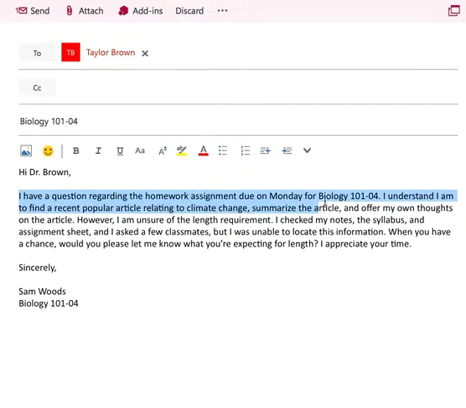So here you see the class is named specifically 10104. In the next sentence, the writer explains how they understand the assignment already. That way, that part isn't necessarily the part that needs to be clarified. Here's where we start to see where the confusion is, the length requirement. And then the next sentence, the writer says, I checked notes, the syllabus, the assignment sheet, and I've asked a few classmates, but was unable to locate this information.